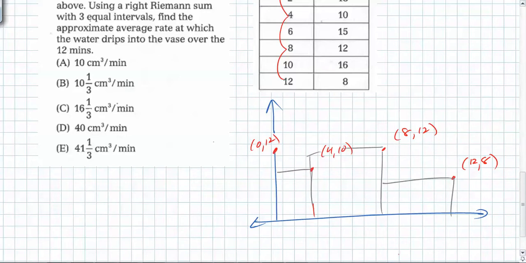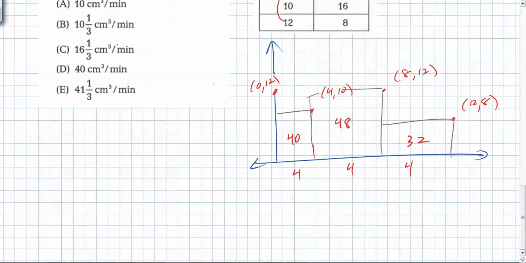The width of each of them is 4, right? What's the height of that first one? 10. So this is going to be 40. What's the next one going to be? The height is 12. So it's going to be 48. And then it's going to be 32. So if we add all those together, it was 40 plus 80 is 120, right? Okay, so that is our approximation.